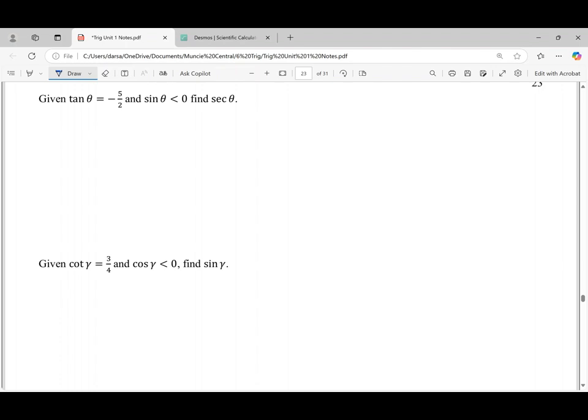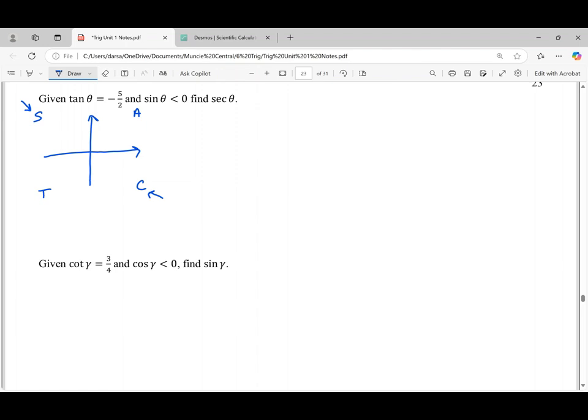We're going to heavily rely on All Students Take Calculus to do this problem. What does that mean? Well, All Students Take Calculus is the mnemonic that tells us which trigonometric functions are positive in each of the first 4 quadrants. So, what do we know about this? Tangent is a negative number. It's -5/2. So if tangent is negative, it can't be in quadrants 1 or 3 because that's where tangent's positive. So we must be in either quadrant 2 or quadrant 4.